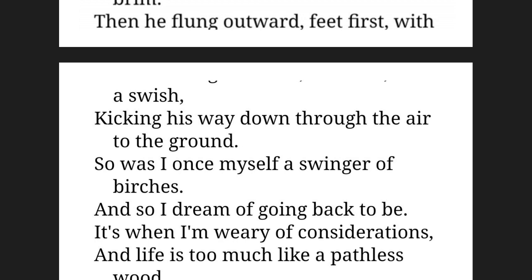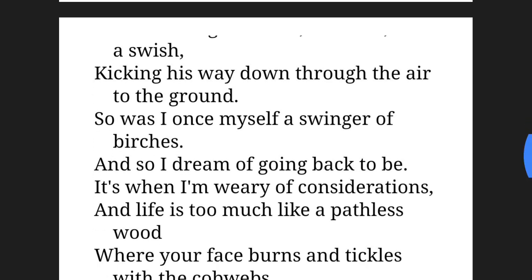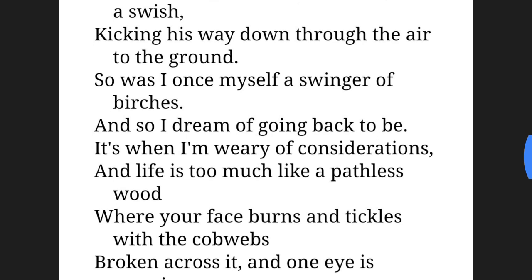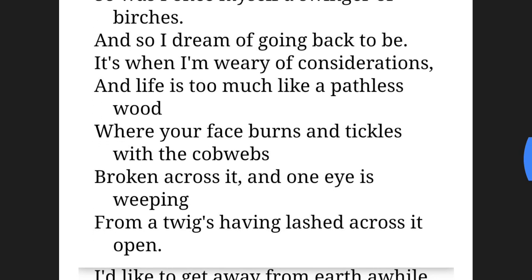So was I once myself a swinger of birches. So the poet says that even in his childhood, he was also a boy like that. He would also swing from the birch trees. And so I still dream to go back to that age so that I can do it once again. It's when I'm weary of considerations and life is too much like a pathless wood.